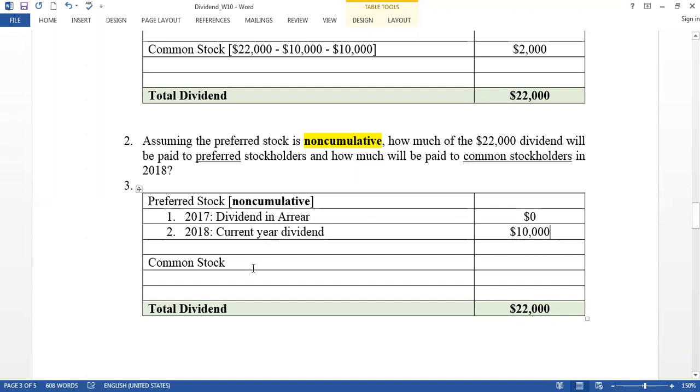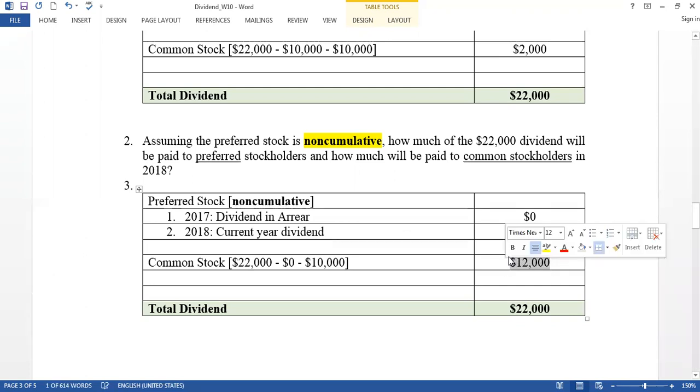Now, how much money goes to common shareholder? Yes, 22,000 minus 0 minus 10,000. So $12,000 goes to common shareholder. Do you understand?